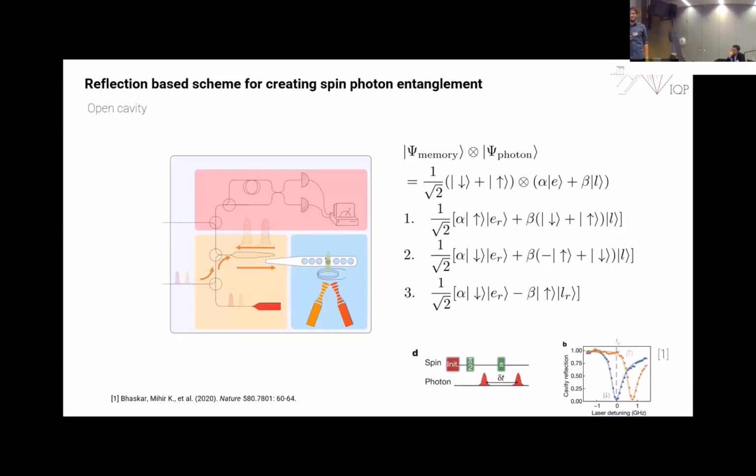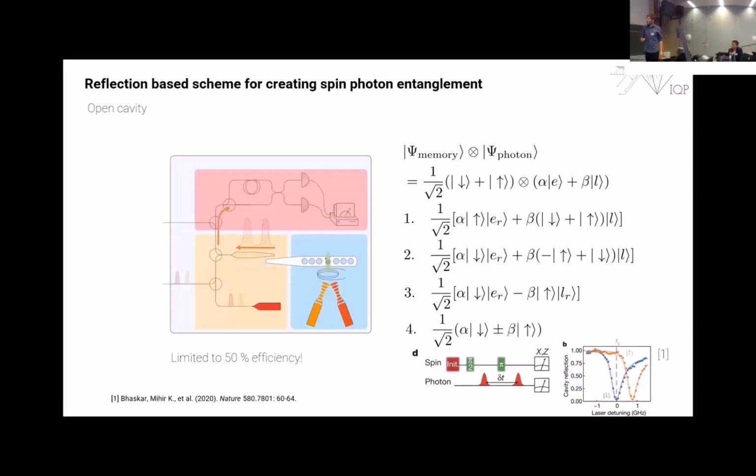Does anyone have an idea what a fundamental issue you arrive at if you do it this way? It's also sometimes called entanglement carving. The idea also comes from hot atoms. So you will lose 50% of your photons that get transmitted. So this is inherently limited to 50% efficiency for creating this type of entanglement.